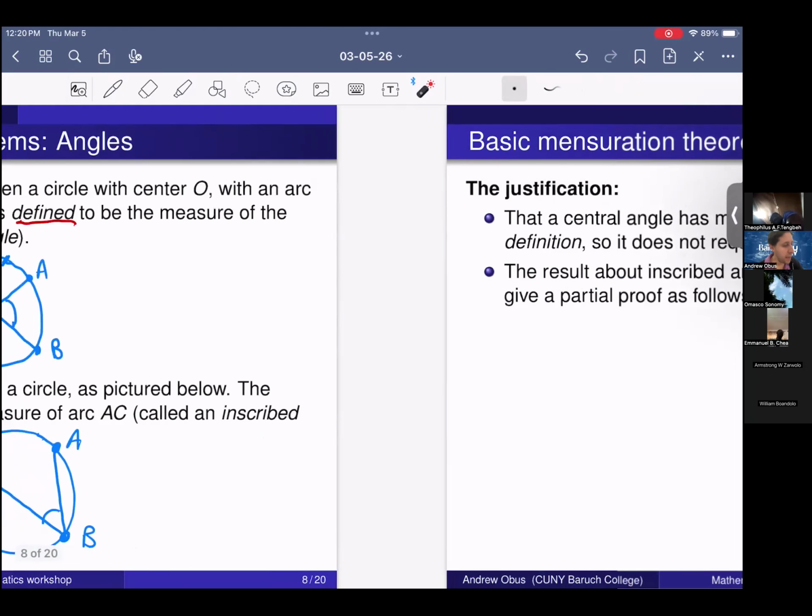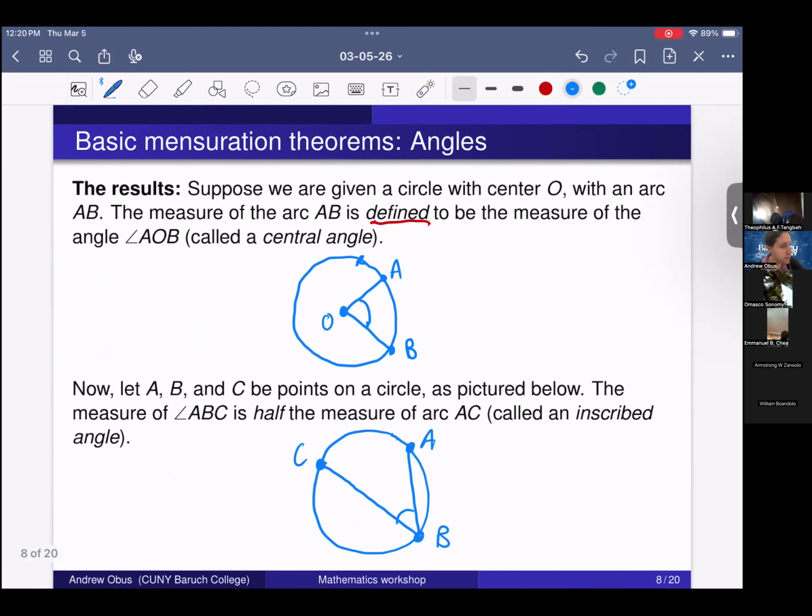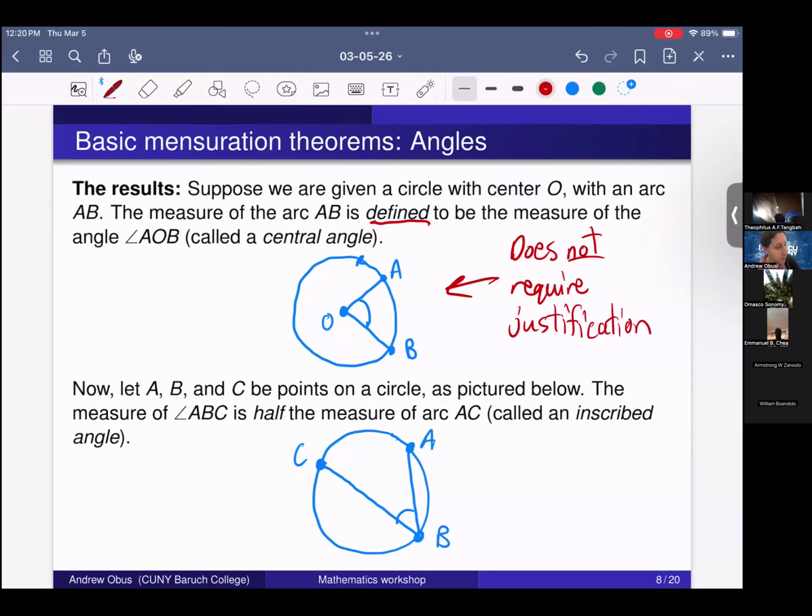So I'm going to say here, this does not require justification, because it's just a definition. But this does require justification.